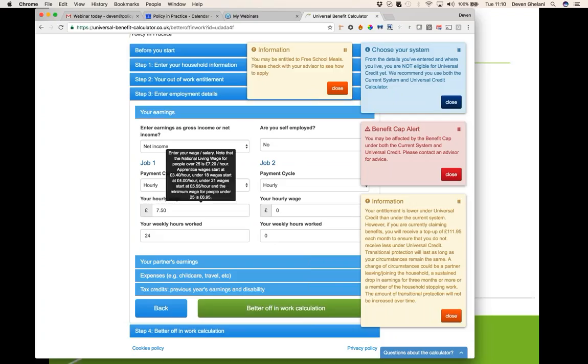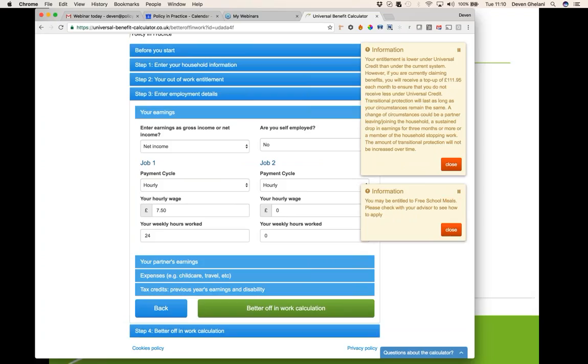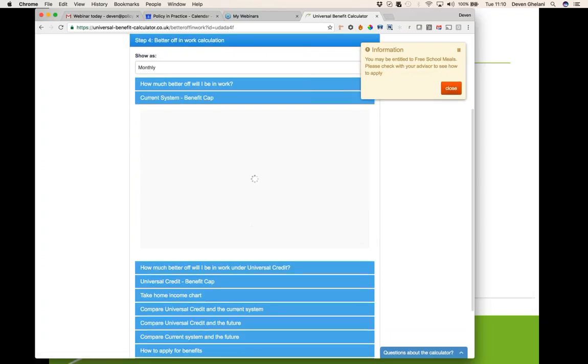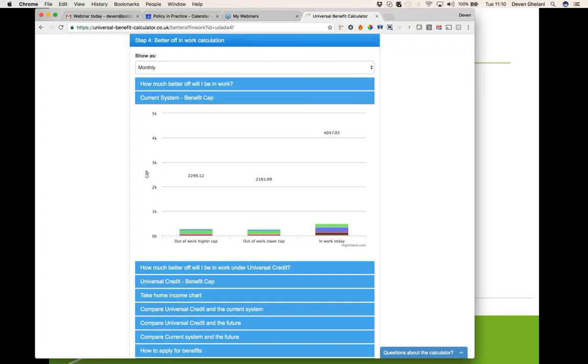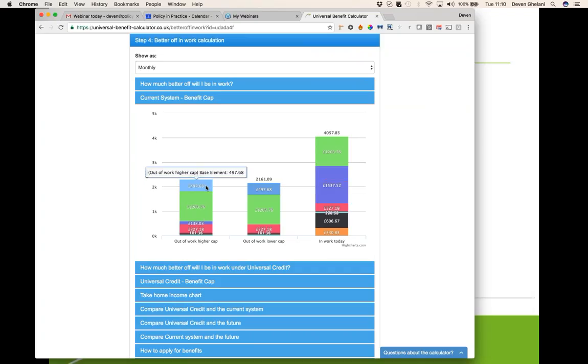If they move into work 24 hours, it's a couple case. You can see all of these alerts that pop up. You may be affected by the benefit cap. You may be entitled to free school meals. And this will generate a chart. This is generated live and says this is the amount of support you were receiving. This is how that support will fall as the benefit cap is lowered. So this is a newly capped household. But if they were to move into work, they could receive significantly more through working tax credit, through other support as well.